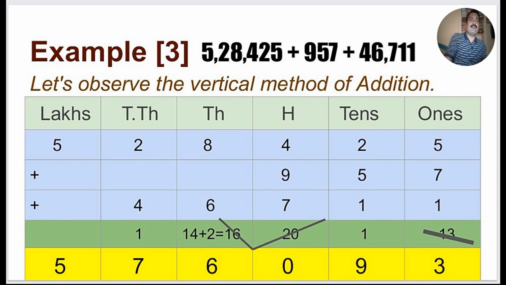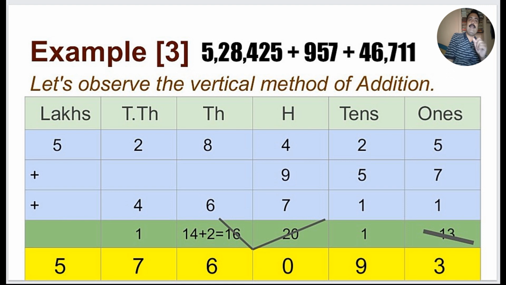Now in the tens column again we observe 3 digits: 2 plus 5 we get 7, 7 plus 1 is 8. Now to this 8 we add the carry, that is plus 1, 8 plus 1 we get 9, so we write 9 in the tens column as the answer. Now we move towards the 100 column.